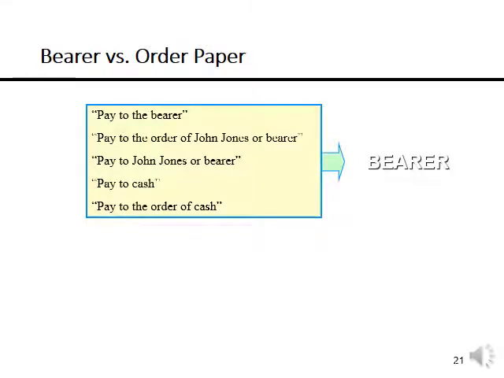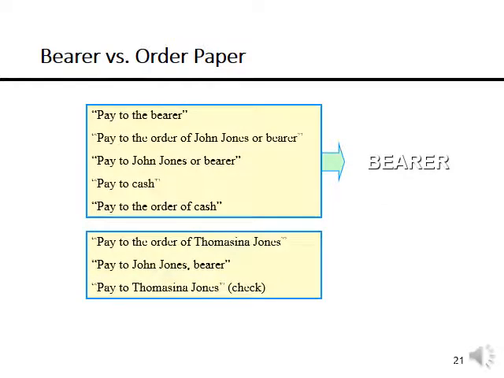Pay to John Jones or bearer, that's a bearer instrument. Pay to cash or pay to the order of cash, it's going to be a bearer instrument. The pay to the order of Thomasina Jones, that is not going to be a bearer instrument. That's an order instrument because it's only to Thomasina Jones, not Thomasina Jones or bearer or whoever holds it.